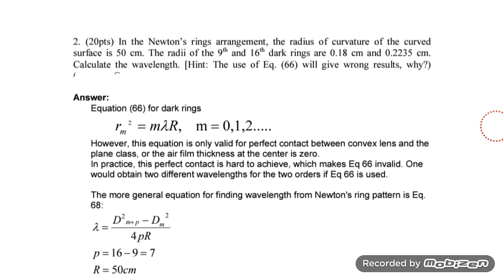In numerical 2, in the Newton ring arrangement, the radius of curvature of the curved surface is 50 centimeter. The radii of the 9th and 16th dark rings are 0.18 centimeter and 0.2235 centimeter. We have to calculate the wavelength.